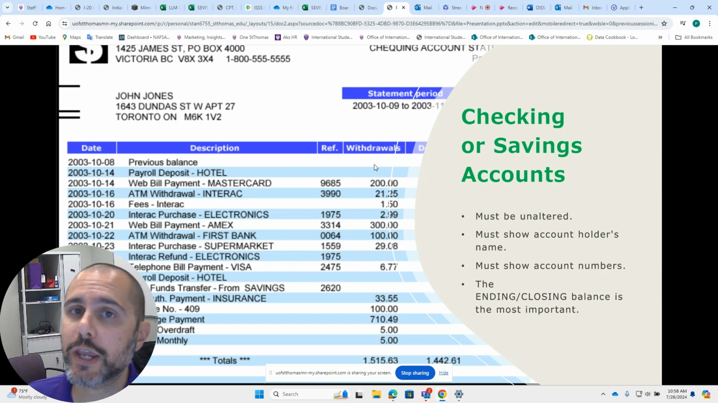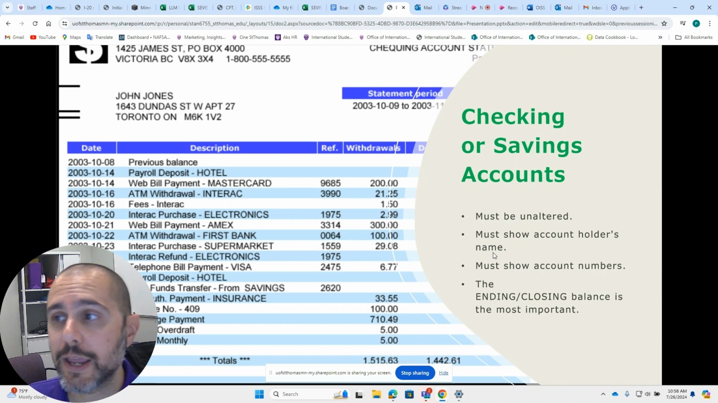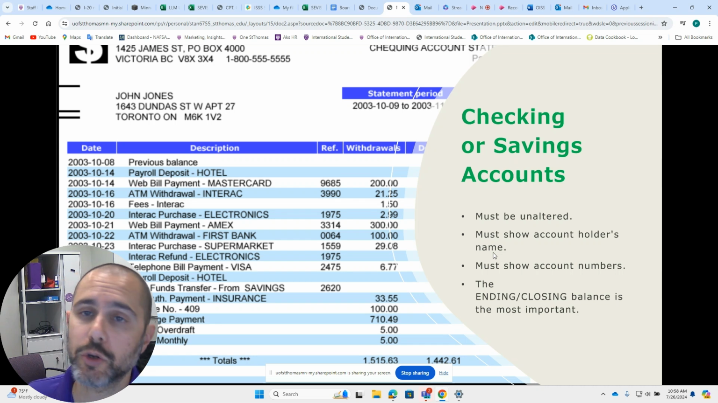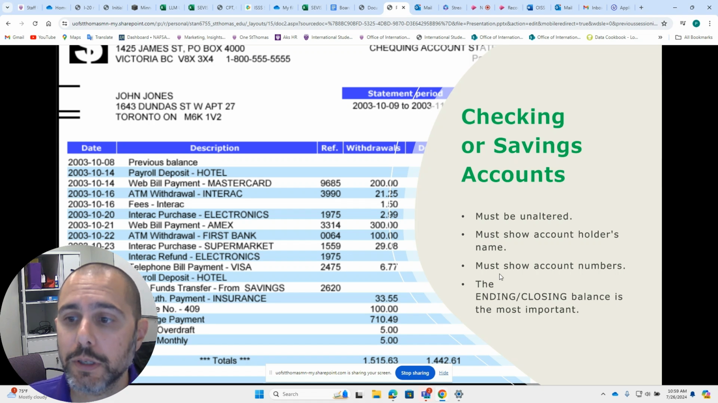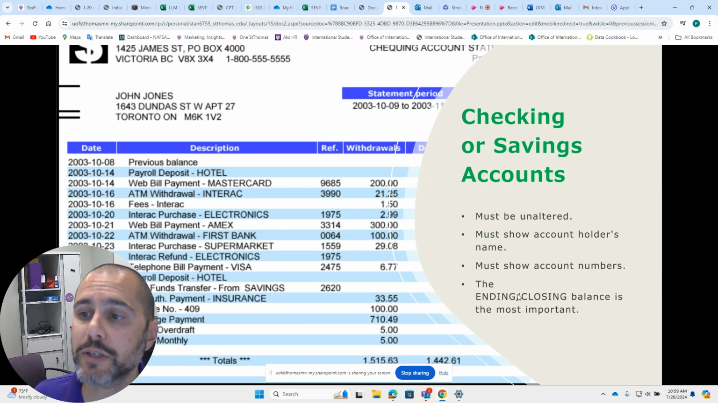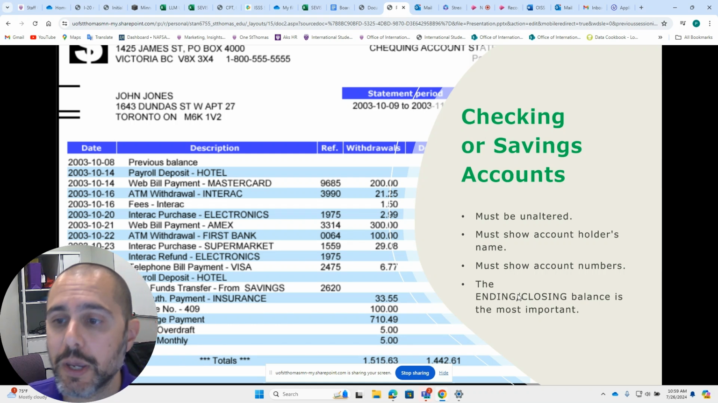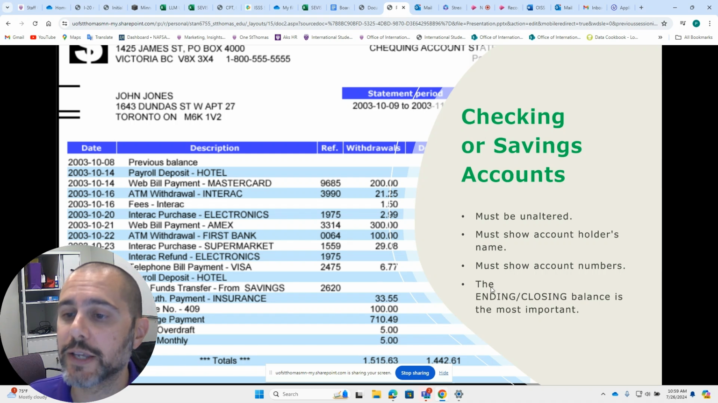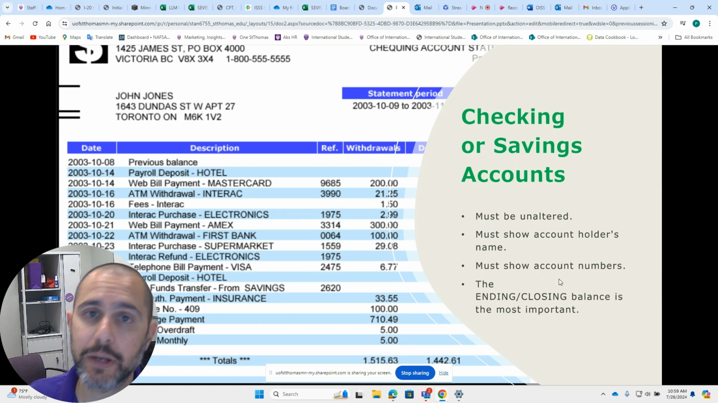When students are submitting checkings and savings accounts, there are some requirements you must meet. First, they must be unaltered, not blurred, not changed in any way. They must be fully visible. They must show the account holder's name because we have to be able to know whether it's your account or a sponsor or family member. You must show the full account number. And very important, it must show the closing balance in the accounts. I don't really care about the list of transactions, unless I can see how much money remains after the transactions have been accounted for.